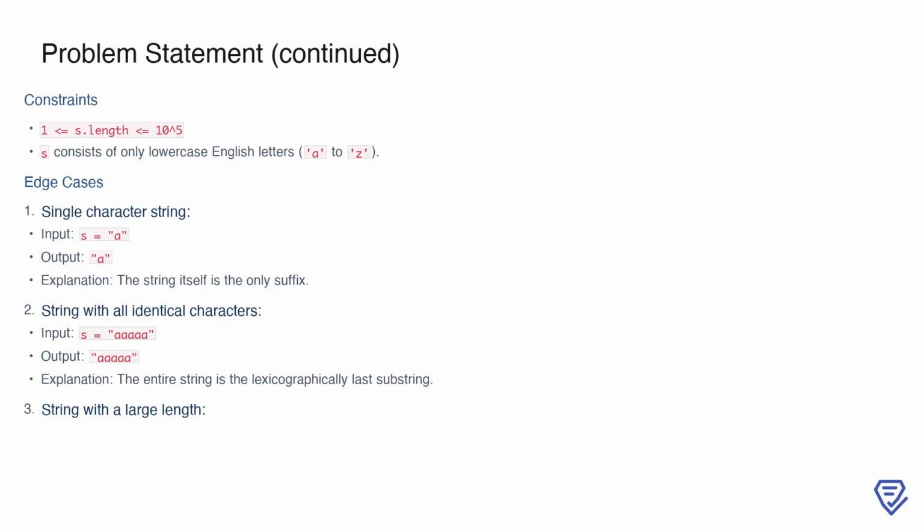Moving forward, let's review the constraints and edge cases for this problem. The string length s.length can range from 1 to 100,000, and the string consists exclusively of lowercase English letters. These constraints mean we need an efficient solution to handle very large input sizes. Let's now explore some key edge cases.